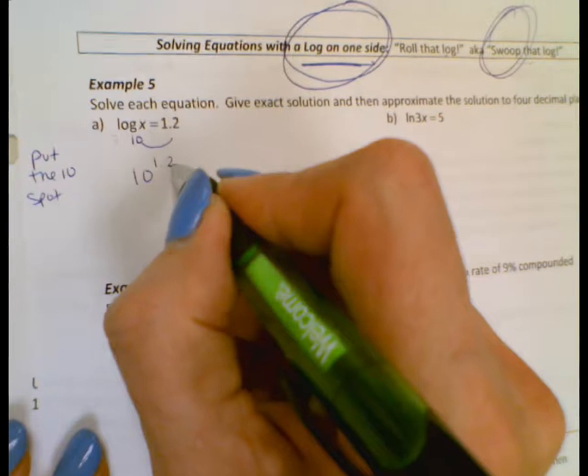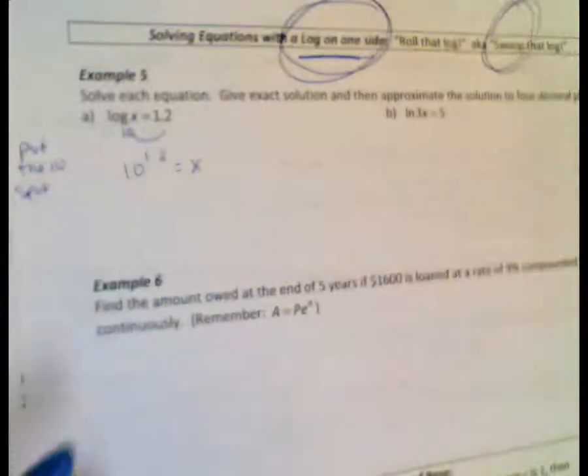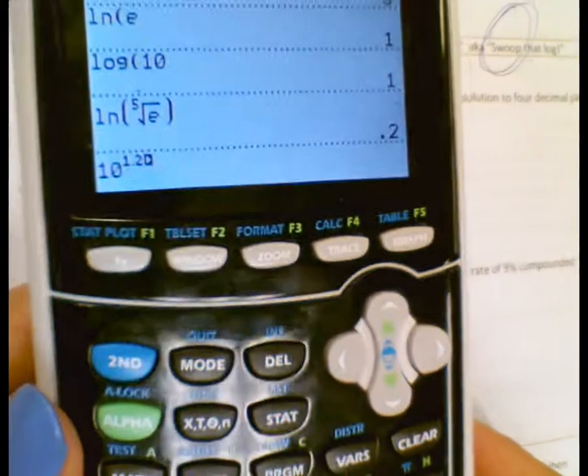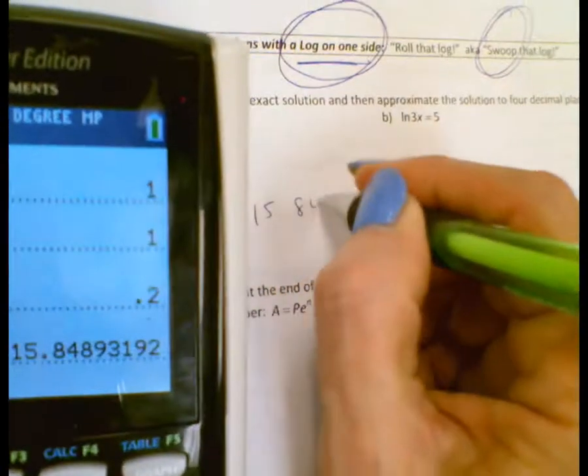So it's 10 to the 1.2 equals x, and then you're going to write 10 raised to the 1.2, and that equals 15.8489.